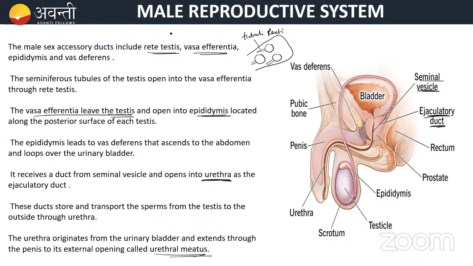Remember this sequence, students. This sequence is very, very important. Many times this question has come in NEET on the sequence of the accessory ducts. So it's very important, remember the sequence. And please remember that the vasa efferentia is the one which leaves the testis.